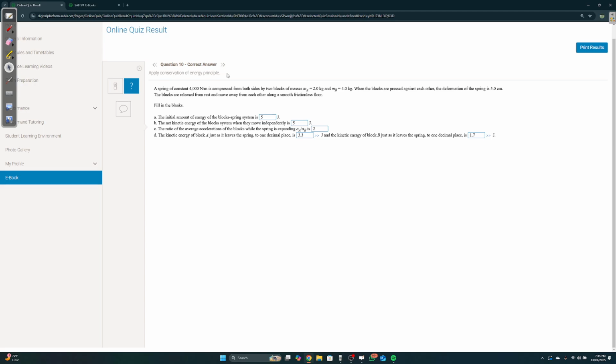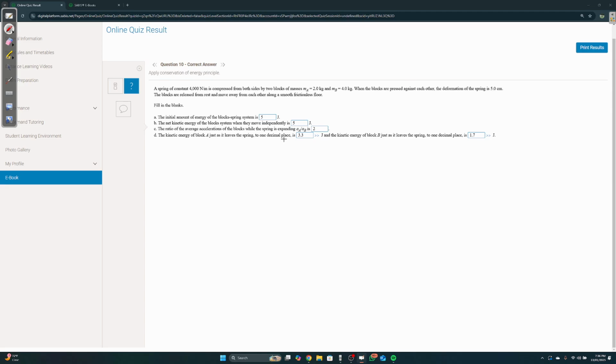Question 10. Oh my god. A spring of constant 4,000 newtons per meter is compressed from both sides by two blocks of masses MA and MB. When the blocks are pressed against each other, the deformation of the spring is 5 centimeters. The blocks are released from rest and move away from each other along a smooth, frictionless floor. The initial energy of the block-spring system is how much?